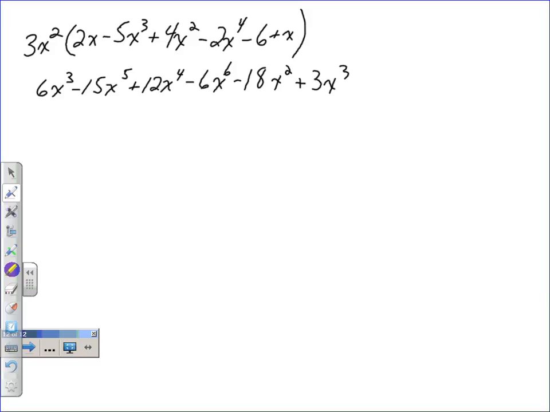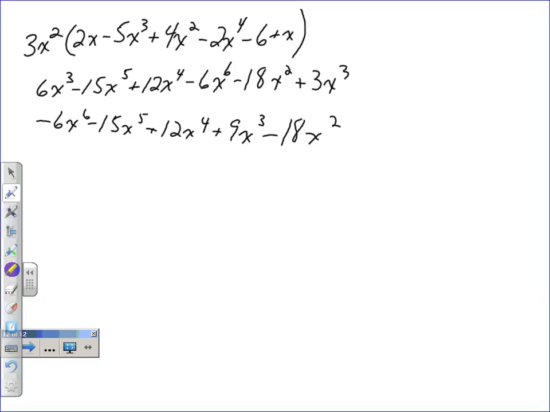3x cubed. I combine like terms if there are any, and I can see in the first and last term, I have 6x cubed and 3x cubed. That'll give me 9x cubed. Well, let's put this in standard form. So we'll put the highest exponent first, negative 6x to the sixth, minus 15x to the fifth, plus 12x to the fourth, and then 6x cubed plus a 3x cubed at the end will give me 9x cubed, and then minus 18x squared. All right, so I don't think that's going to be too big of a deal there.